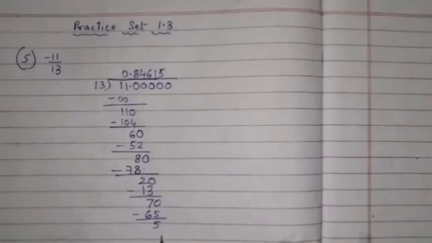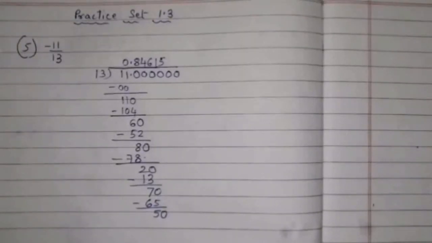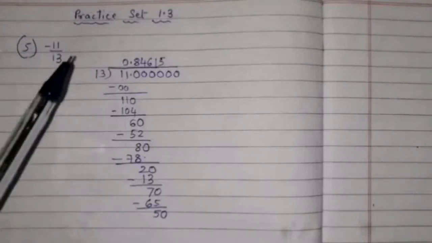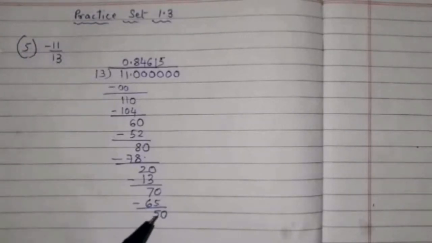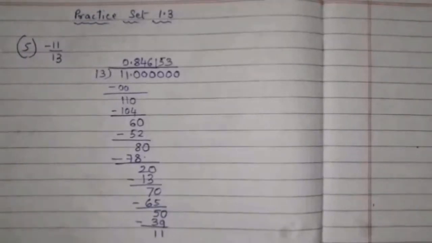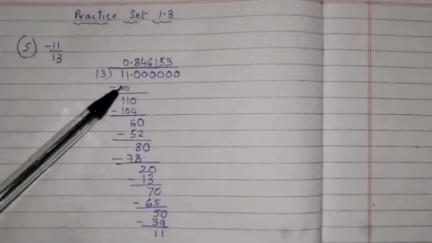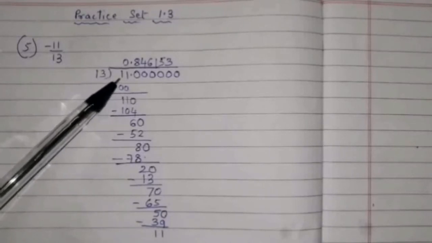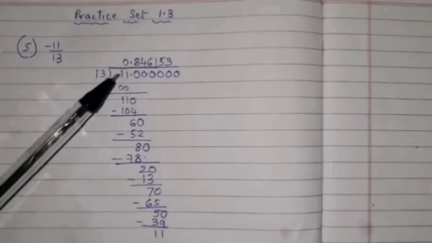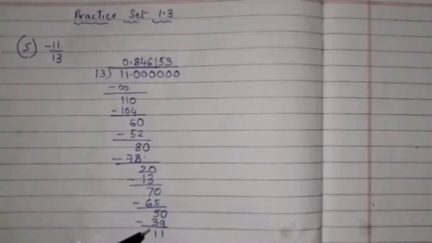So divide it further by taking 0. Now 13 will go 3 times in 50. This time remainder is 11. Now if we notice in the beginning when we started with division, then there was 11. So again in the remainder we have got 11.